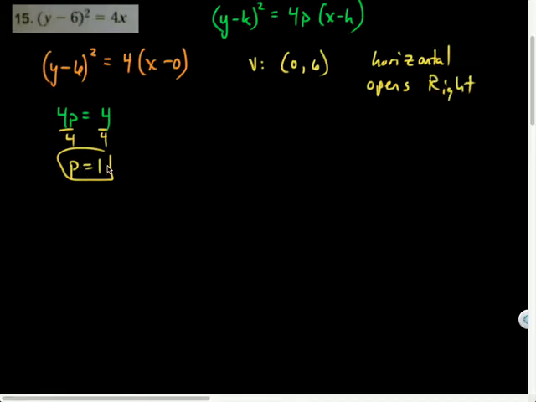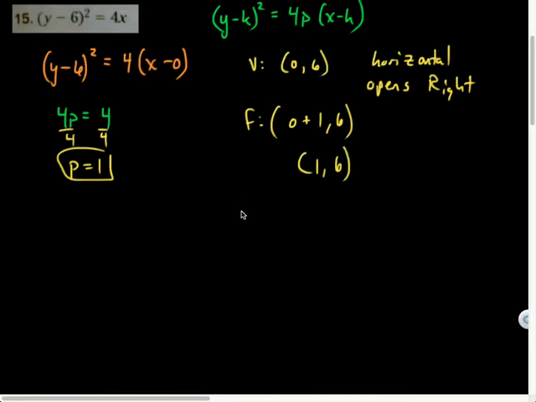P is also the distance from the vertex to the focus, as well as the distance from the vertex to the directrix. So if I now want to find out where the focus is, I'm going to add this p-value to my x coordinate of the vertex. So 0 plus 1, 6, which ends up equaling 1, 6.